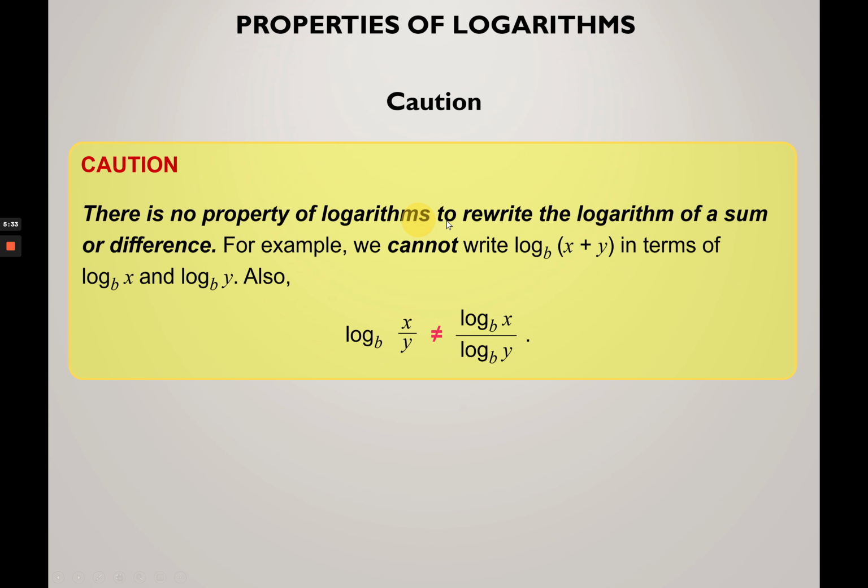There is no property of logarithms to rewrite a logarithm of a sum or difference. For example, we cannot write logarithm of x plus y. There is no definition. It's only for multiplication or division.